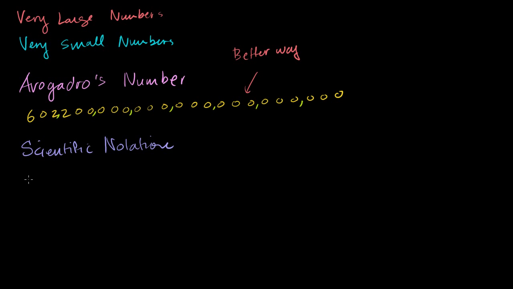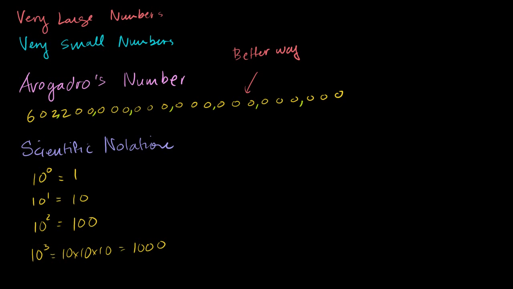If I were to tell you what is 10 to the 0 power, we know that's equal to 1. What is 10 to the 1 power? Well, that's equal to 10. What's 10 squared? That's 10 times 10, that's 100. What is 10 to the third? 10 to the third is 10 times 10 times 10, which is equal to 1,000.